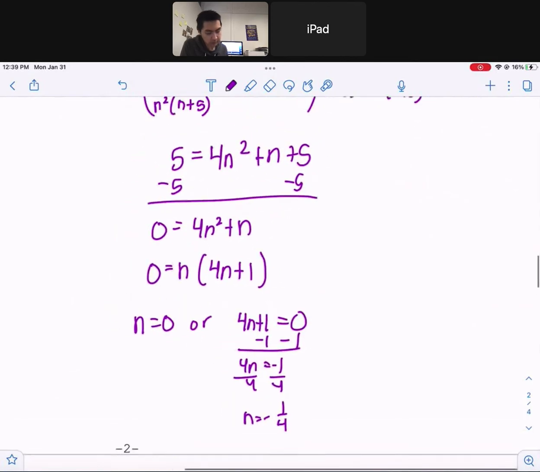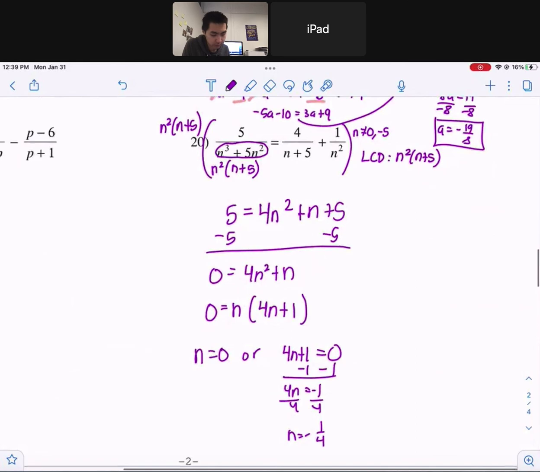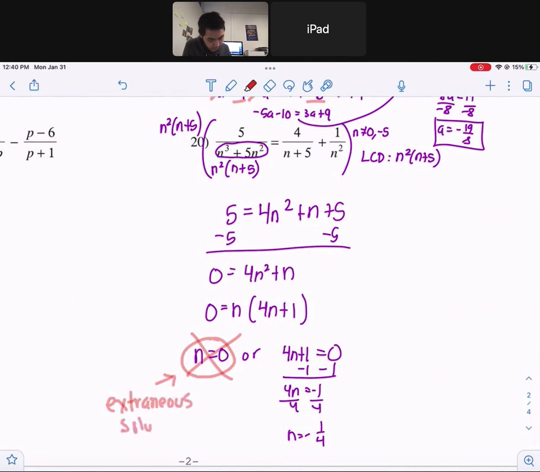Now this is where we're going to get an extraneous solution. Now pay close attention. Do you guys see how we found the answer to be n is equal to 0? But remember, in the beginning we said n cannot be 0. So this is what you guys call an extraneous solution. It's an answer you get in the process, but it cannot be a solution to our problem. So your only answer is n has to be negative 1/4, which we will discuss in the future.